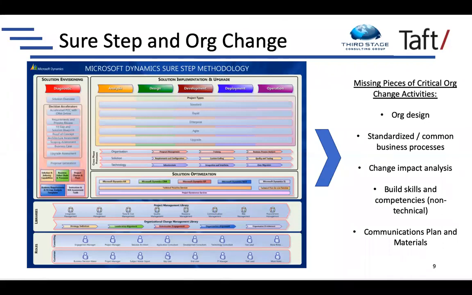So those are the things we have to think about in terms of when we make these decisions, when we engage the system integrator. Change impact, building skills and competencies, communication plans, materials, all that stuff. Those are just a few of the things that are missing from the SureStep methodology. You want to make sure you augment with the expertise you need to make it possible.